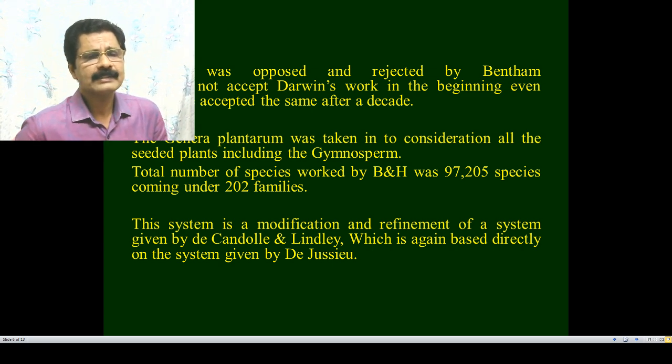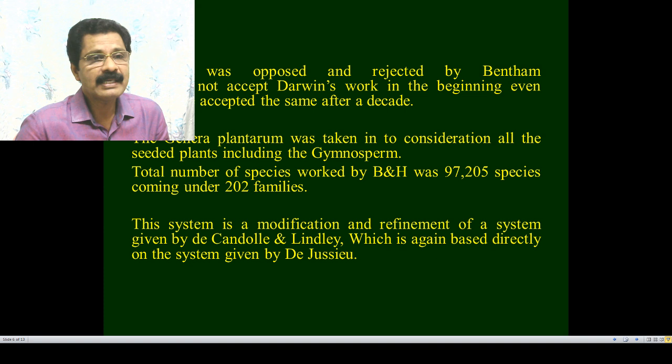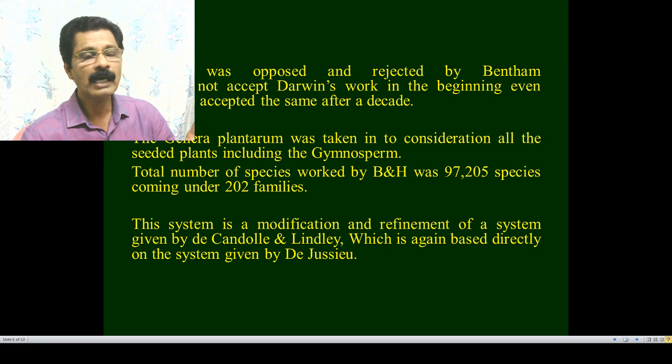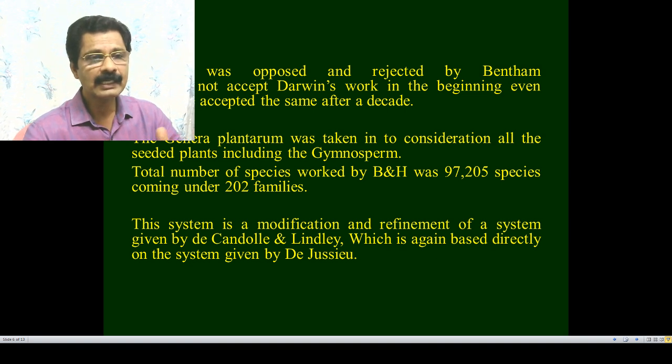How did they classify? Bentham and Hooker classified around 97,205 species, coming under 202 families. Among the 202 families, 199 come under angiosperms and 3 families come under gymnosperms. So they have classified all these Spermatophyta, or seed plants, or phanerogams. Phanerogams, the seed plants, are divided into angiosperms and gymnosperms. That is why it is called Spermatophyta.